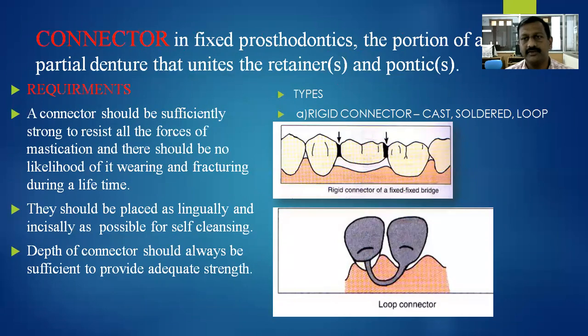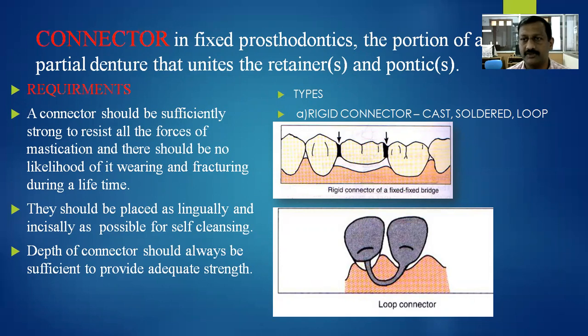So again, this connector is the part which is going to connect the retainer and the pontic. The retainer is the part which is going to cover the abutment tooth, and the pontic is the tooth which is going to replace the missing tooth. So these two will be connected with the connector, as the term implies. So this connector should be strong enough.